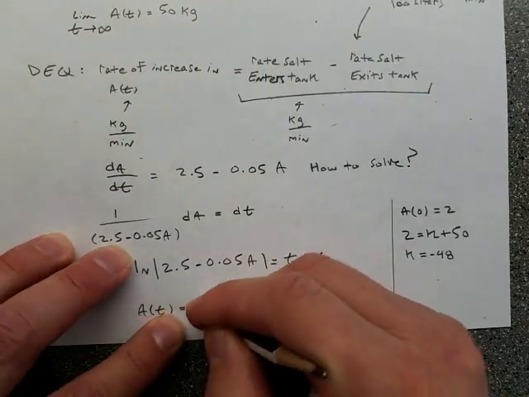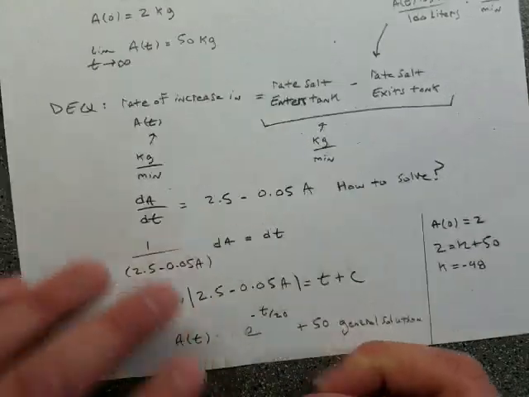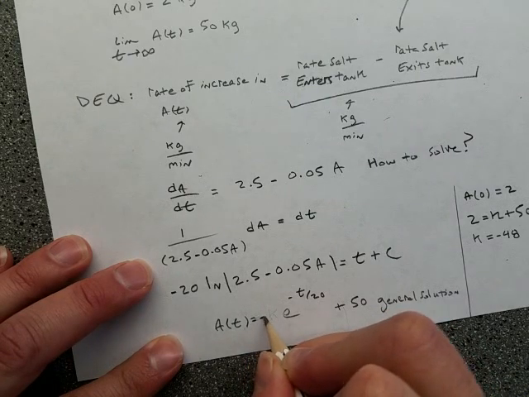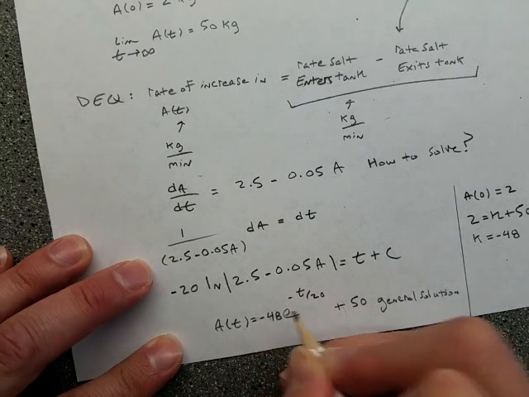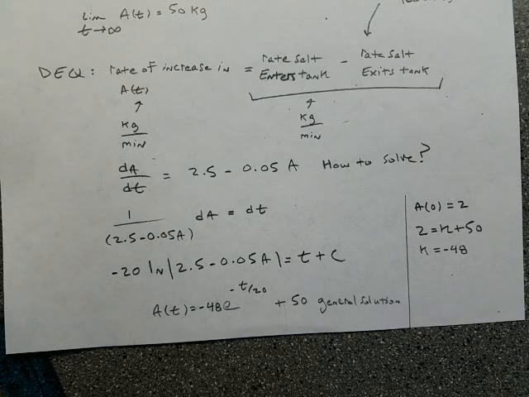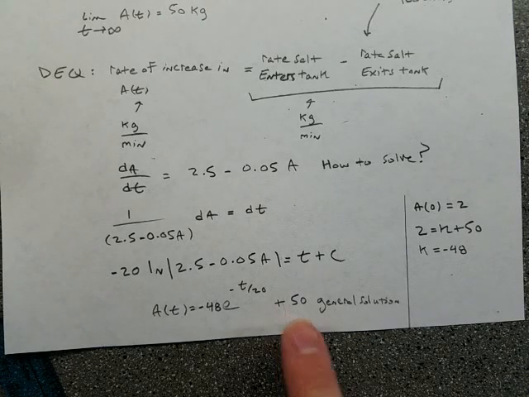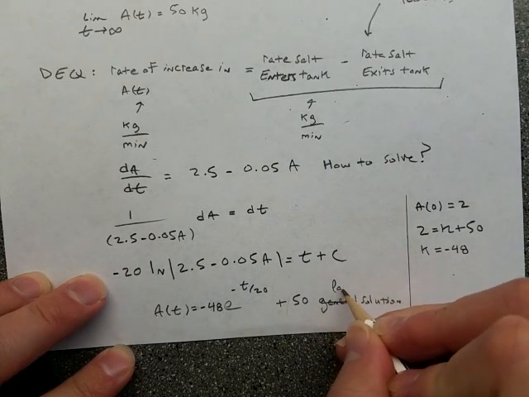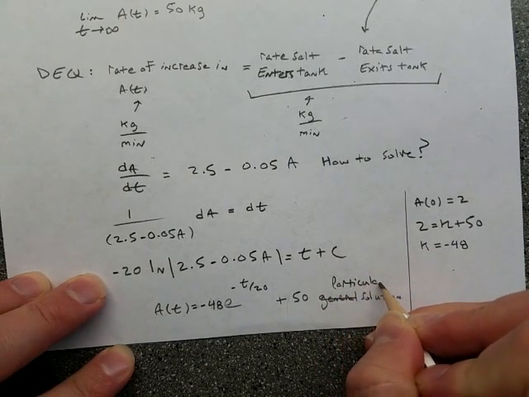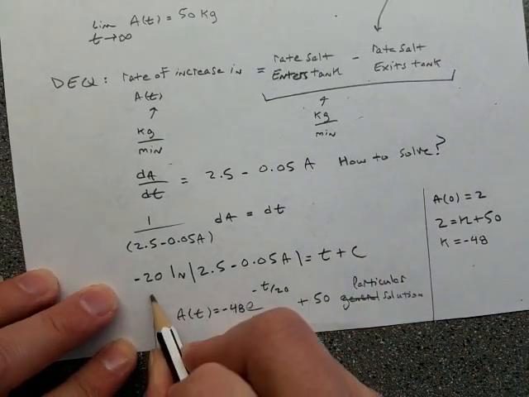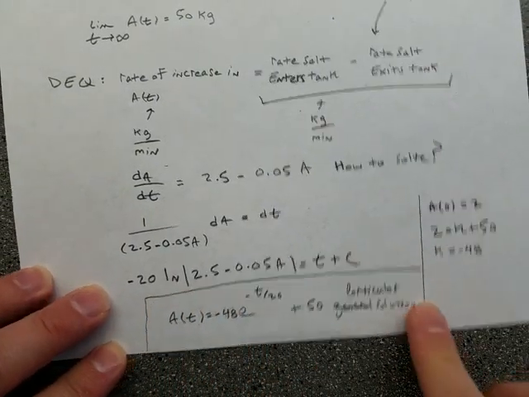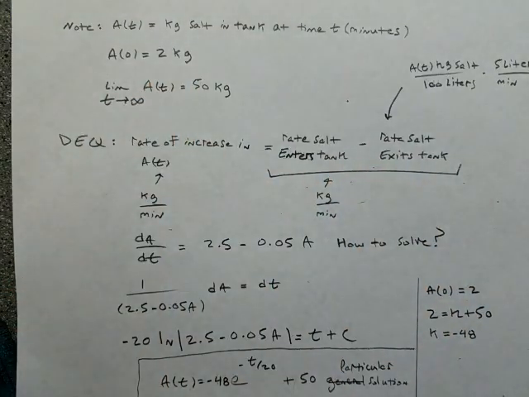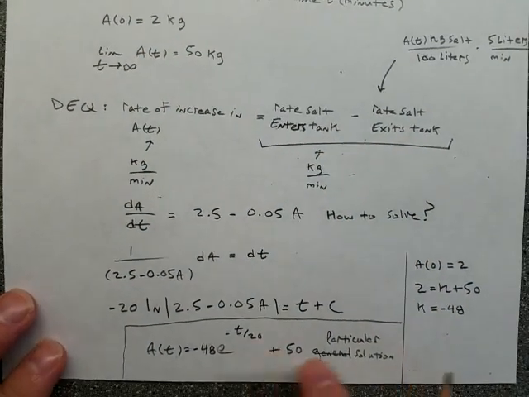Okay, so now I know the constant, and that would give us our particular solution. So let's do that. I'm going to go ahead and put that over here, and I'm going to update this. So a of t is negative 48 times e to the minus t over 20 plus 50. All right, and let's cross this out and say, well, that's now our particular solution. It's particular to the case that salt goes in and out like so, and we have this initial condition to start things off. Okay, so I get my particular solution.